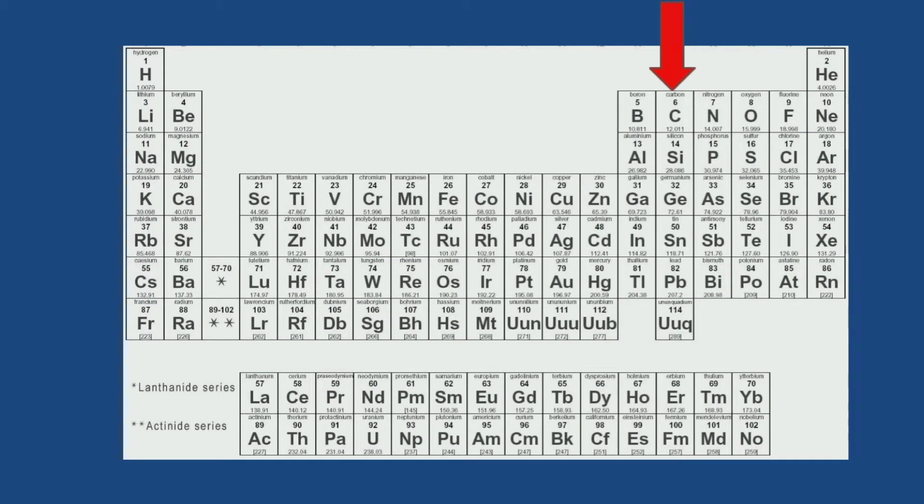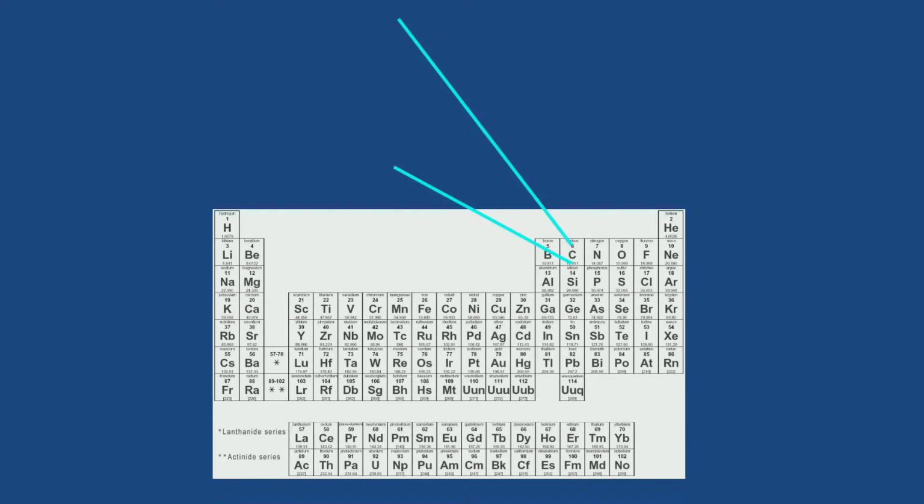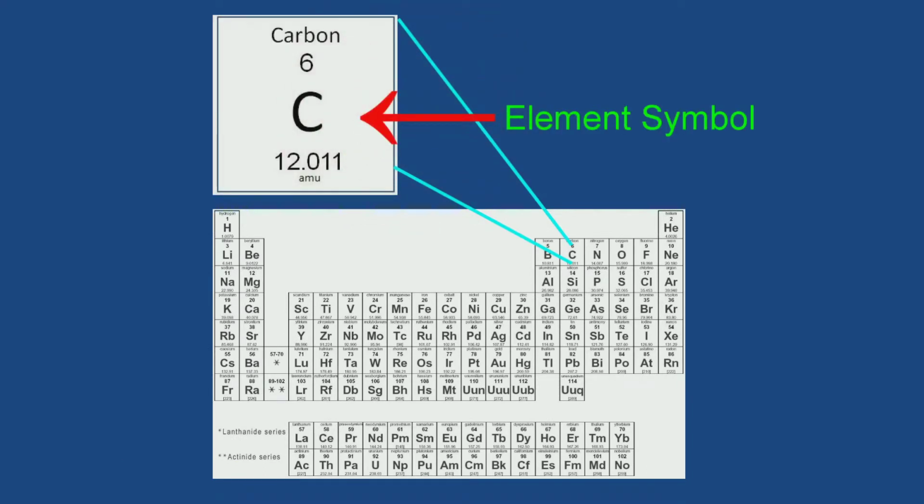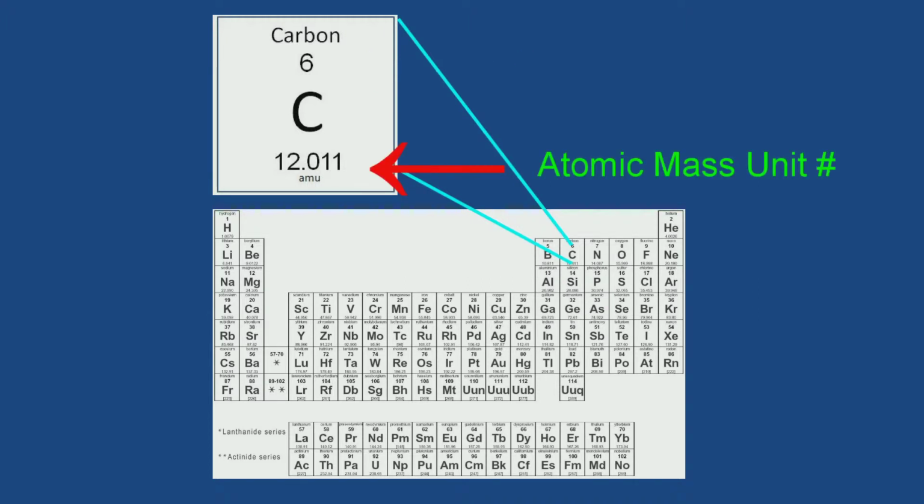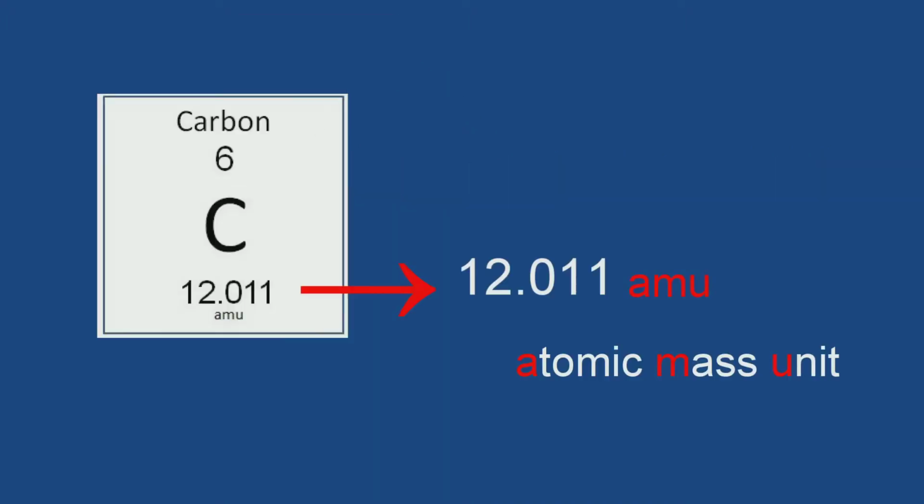To answer that question, let's go back to the periodic table and look at the element carbon. The element symbol is a capital C. Its atomic number is 6, which means there are 6 protons in the nucleus of every carbon atom. The number below the C is the atomic mass unit number. The number is written with the letters AMU after it, which stands for atomic mass units. This number is very useful in chemistry.